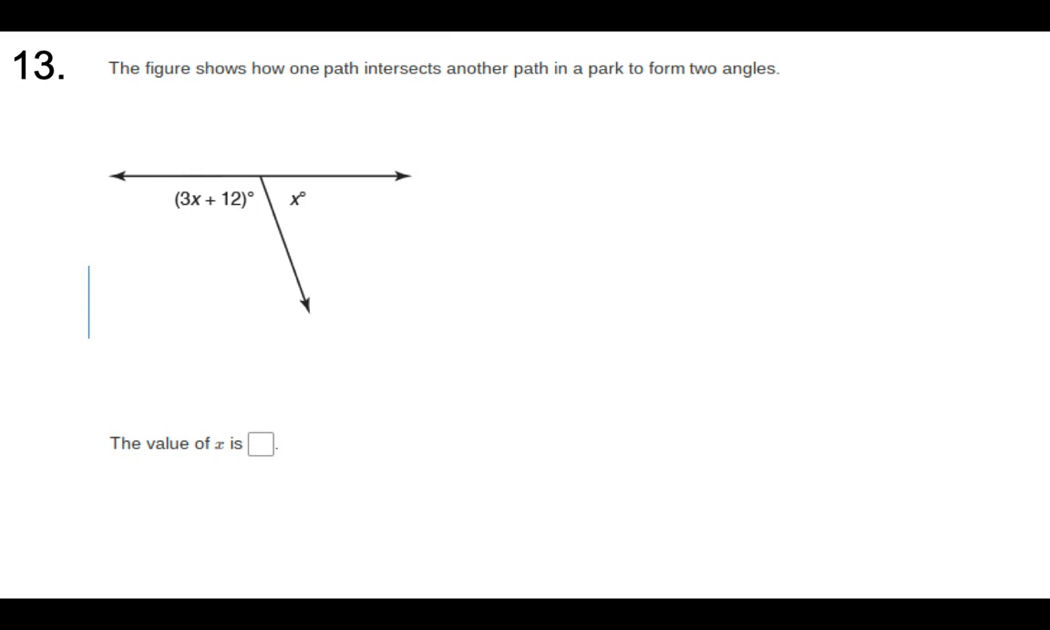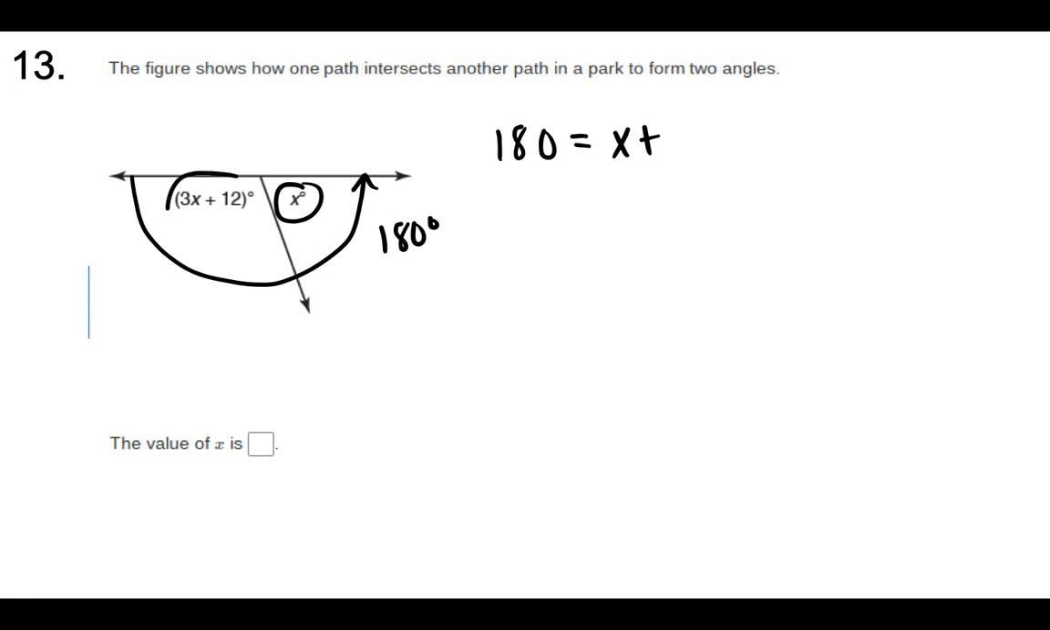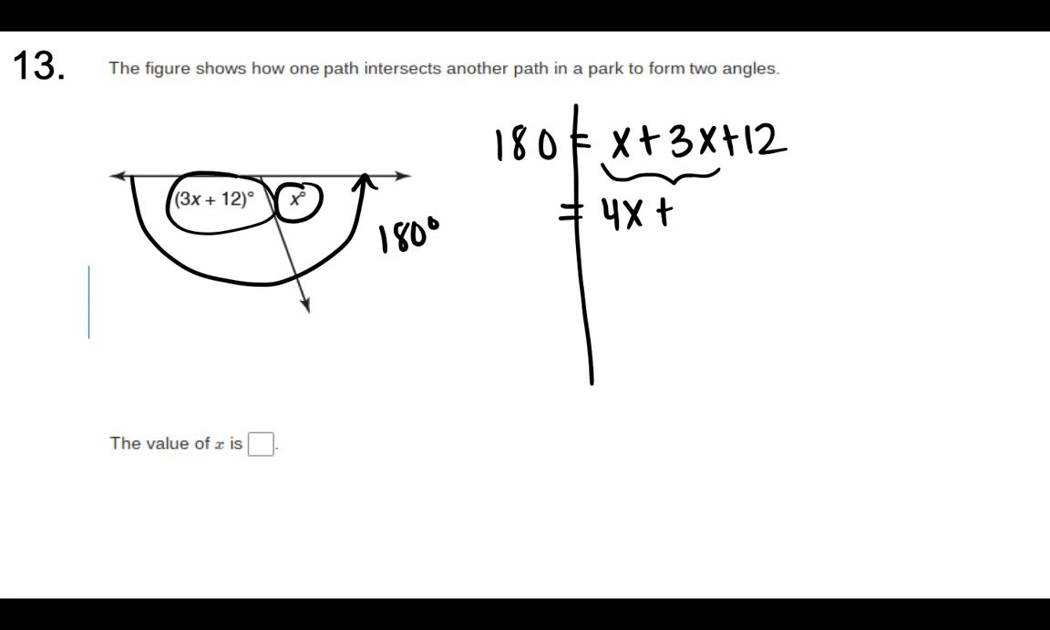Okay, for 13, it says the figure shows how one path intersects another path in a park to form 2 angles. Find the value of x. So go ahead and solve for x. Okay, so again, remember, this is a straight line, and a straight line always equals 180 degrees. So I know it's going to be 180 equals this angle, x, plus this angle, which is 3x plus 12. So first, I'm going to combine like terms. 1x plus 3x is going to give me 4x plus 12 equals 180.